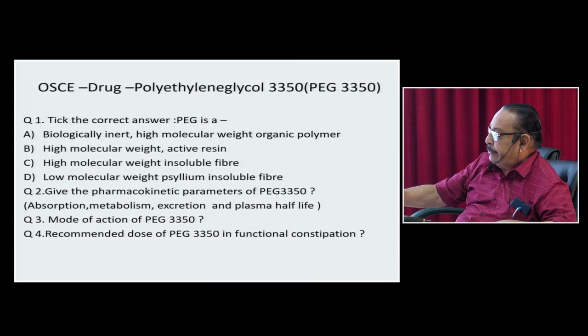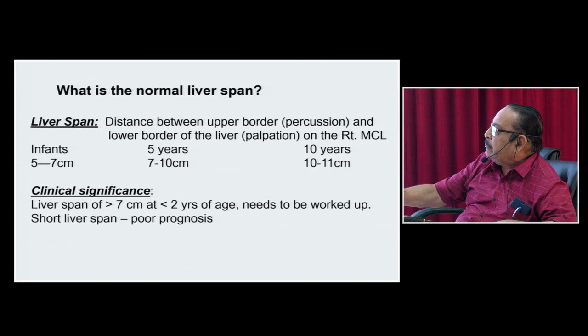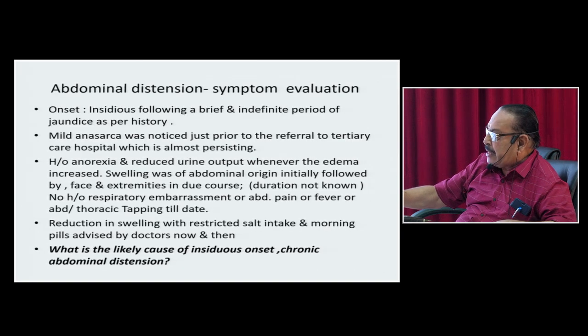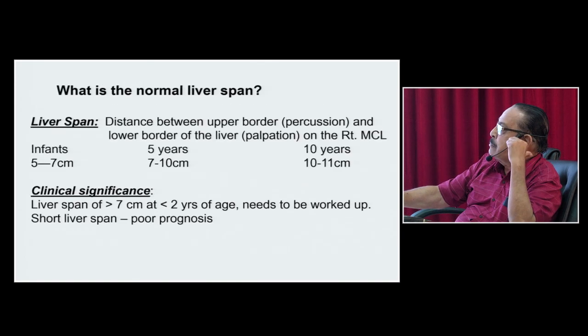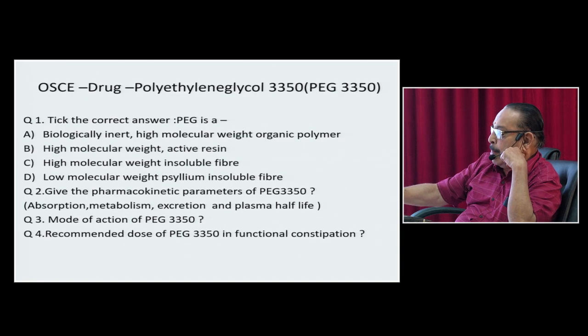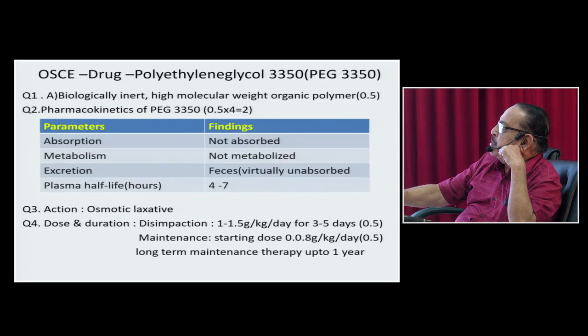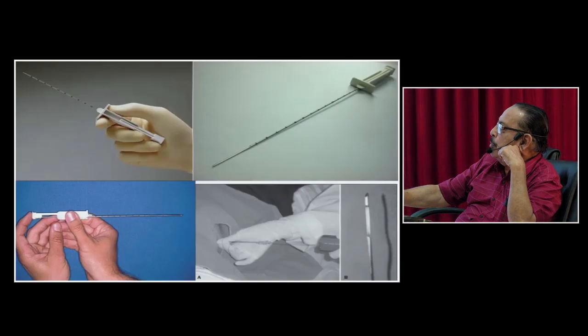Liver. Abdominal distension, I have already told you how to evaluate. Liver span you need to know. This I don't think is needed for you.